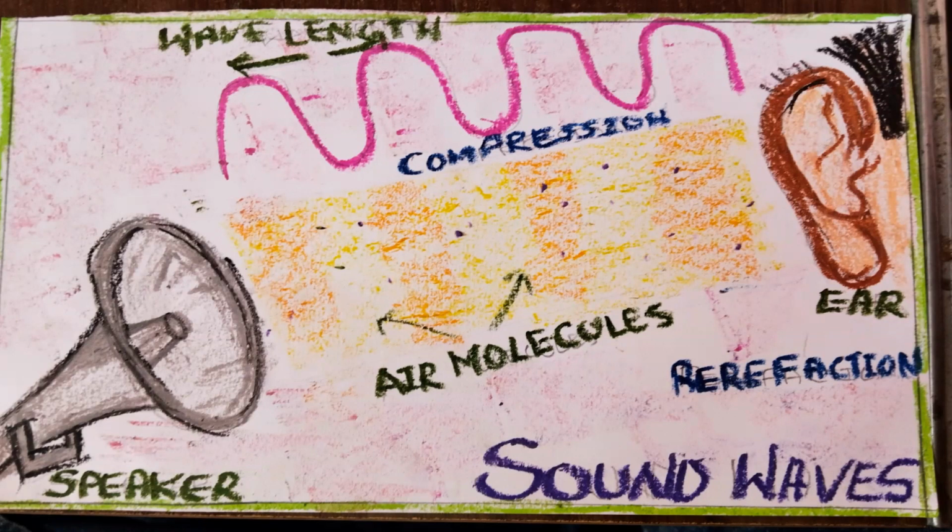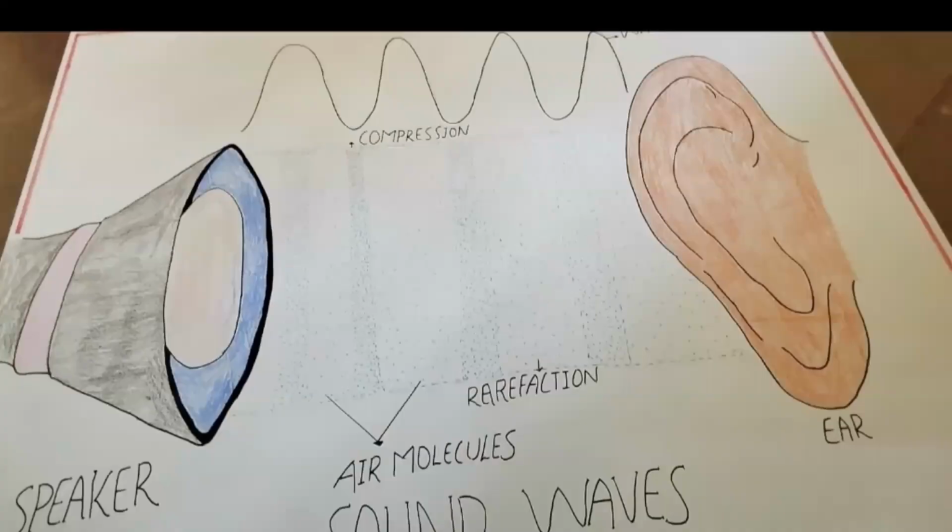I have another chart. You can use an alternate chart if this is not clear enough. It's the same chart with the same topic, but with a different artwork. As you can see, again, this has a speaker, and the waveform of the sound. There is compression and rarefaction in sound, air molecules, and sound waves. So this is how students can be engaged into the topic.